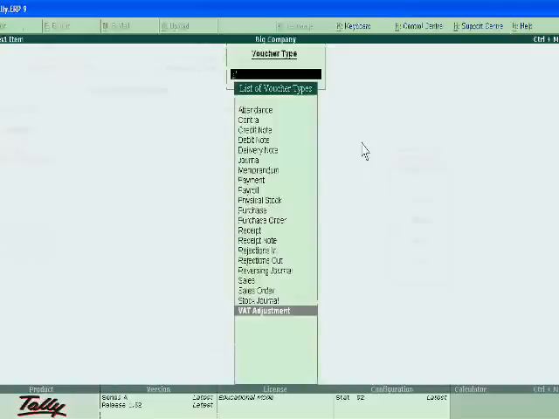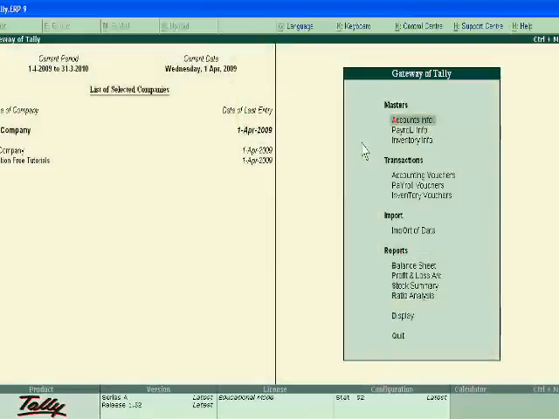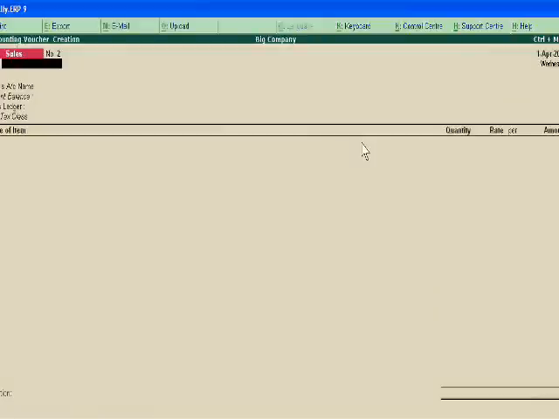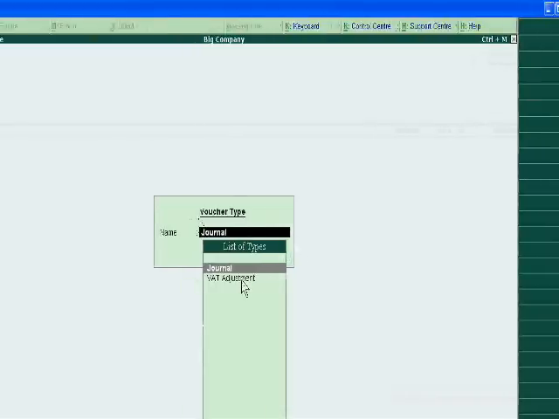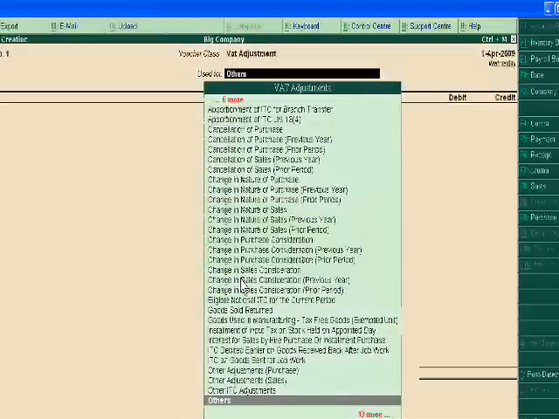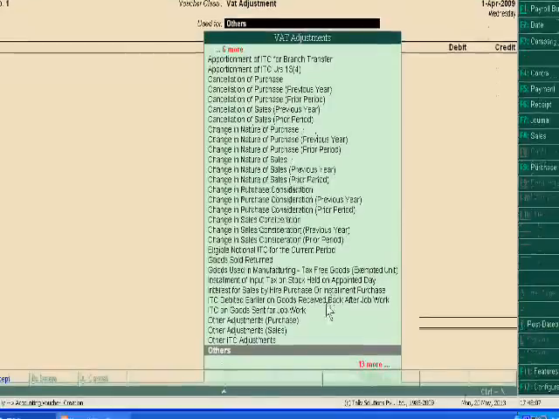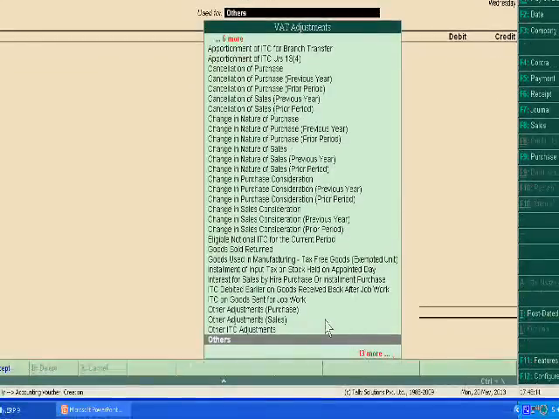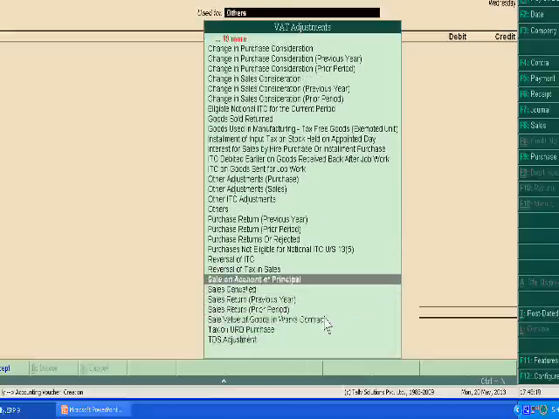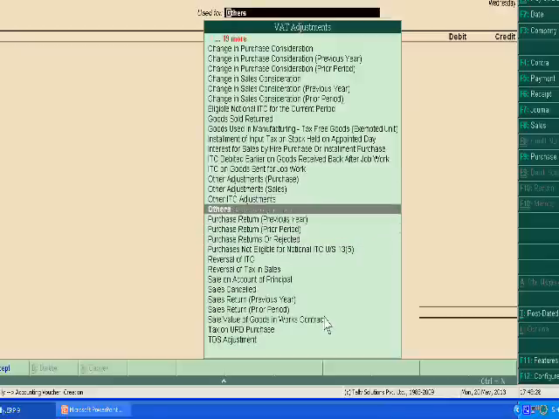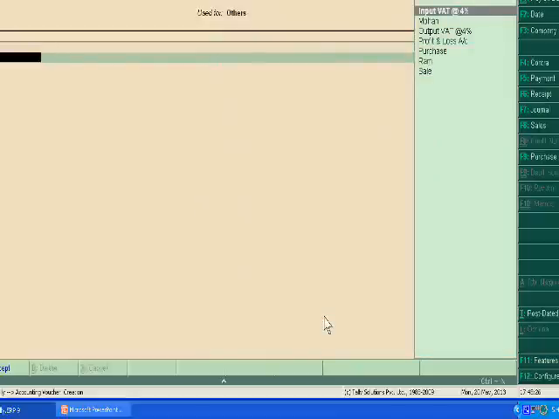Now just go to voucher entry, click journal and then VAT adjustment, enter. Now these are the main adjustments, about 19 adjustments you can see. And there are lots of VAT adjustments. In the next lectures I will teach you how we can adjust VAT. Now I am just taking others and passing the voucher entry.